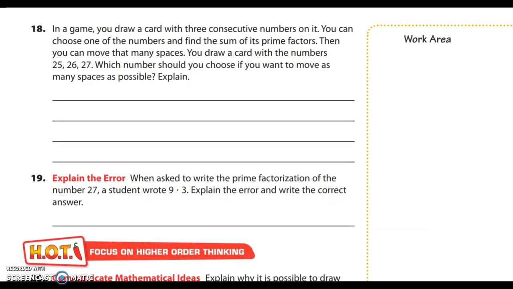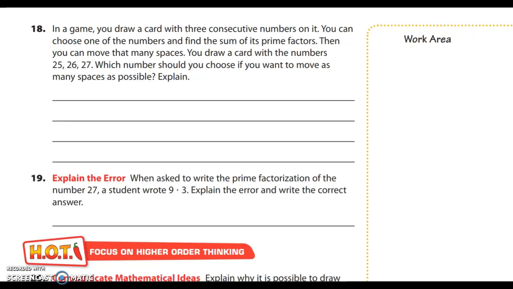Number 18 is terribly confusing, but the math is not too hard. I'm going to help you with it. Number 18 reads, in a game, you draw a card with 3 consecutive numbers on it. You can choose any one of the numbers and find the sum of its prime factors. Then you can move that many spaces. You draw a card with the numbers 25, 26, 27. That's what this means right here, 3 consecutive numbers. 3 consecutive numbers means 3 numbers in a row, 25, 26, 27.